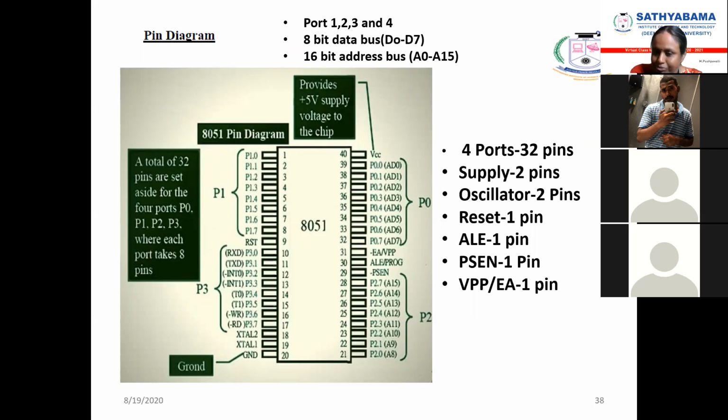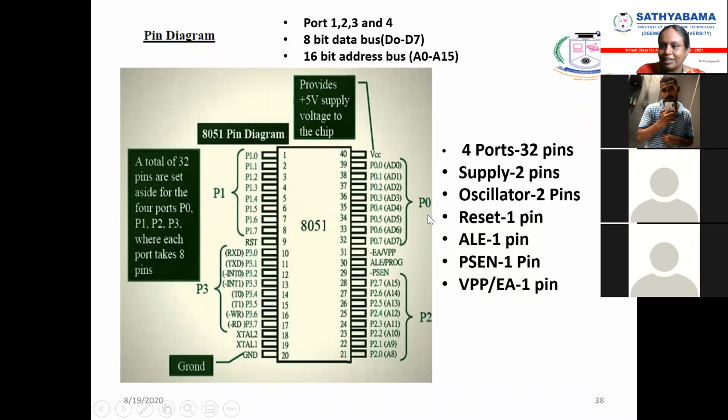Then PSEN and VPP. This is mainly to access the memory, which we will see when we discuss that. So to access the external memory, we use the PSEN pin, and to access the internal memory, we use the EA pin. So this is the main thing. I think you have understood.